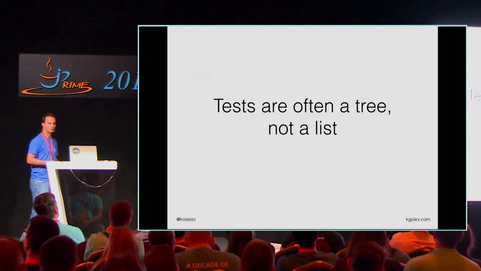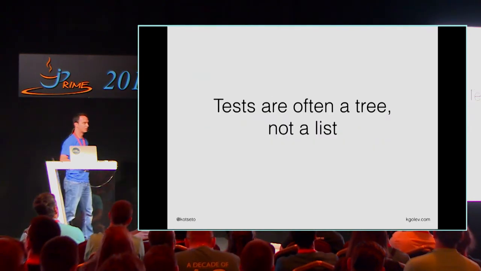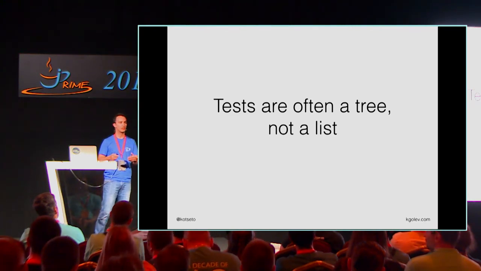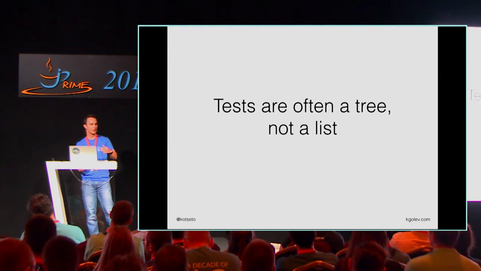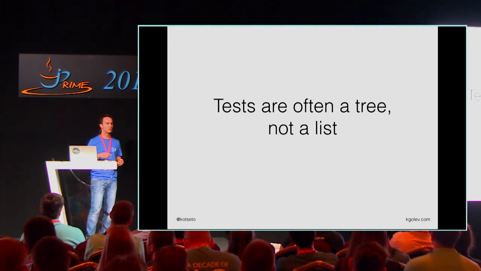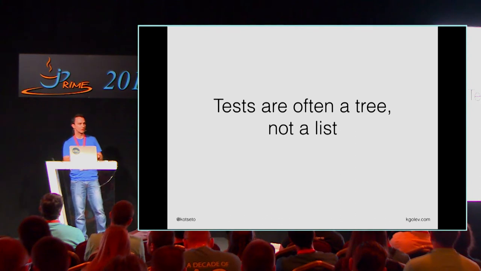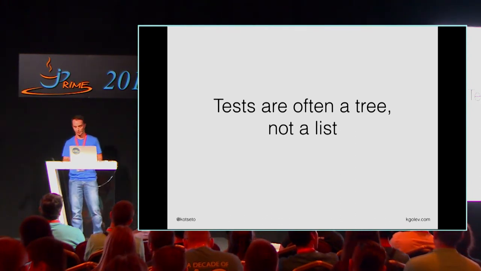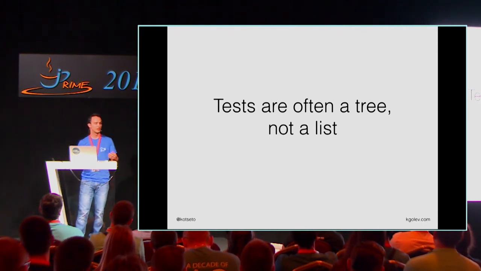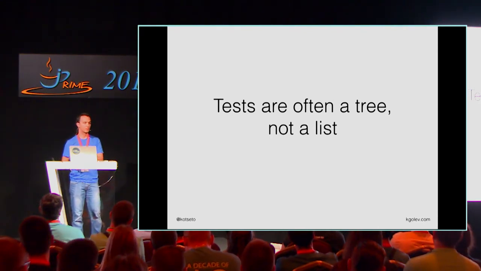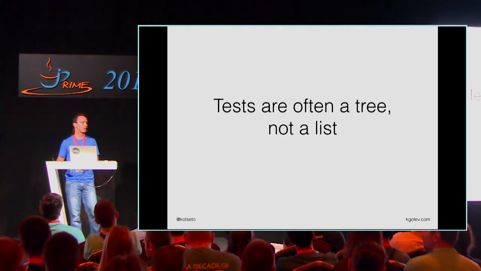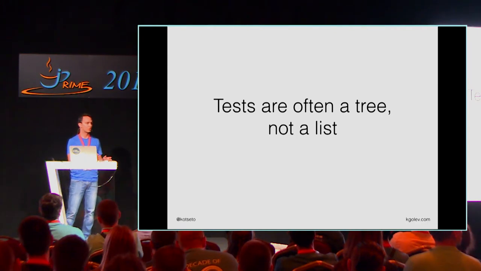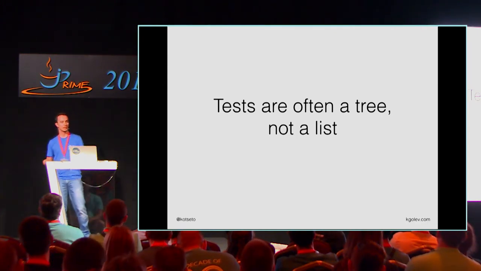And the reason for this, tests are often not a list, it's a tree. So when you look at a class, you'll see a list of methods. When you think about test cases, there is usually a tree. There are branches of logic. There are things that you need to test in these different branches. They require a bit different setup. And then you need to translate this to a list of methods inside a class. So how do you do this? How do you make a branch structure? How do you make a tree inside of your test?